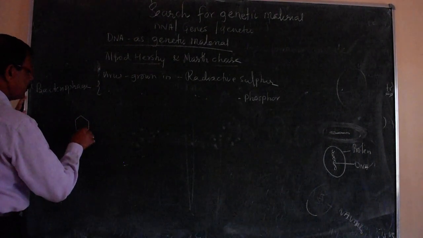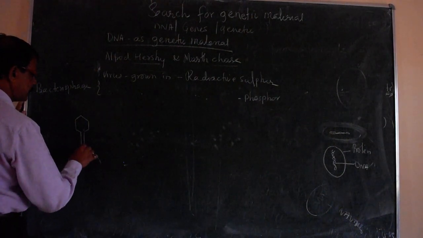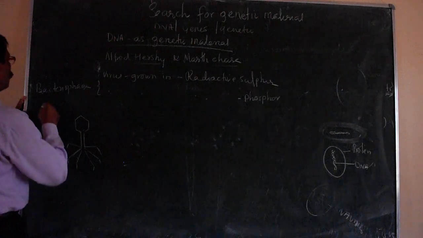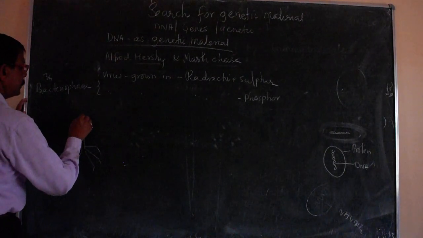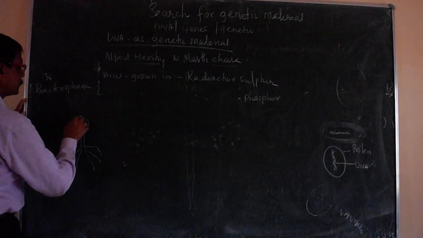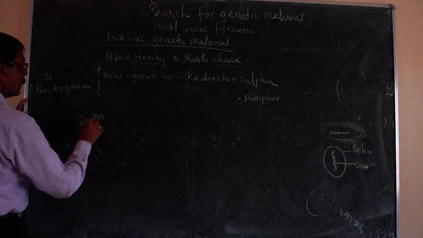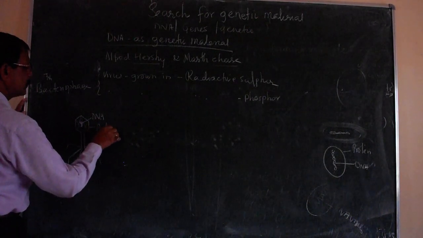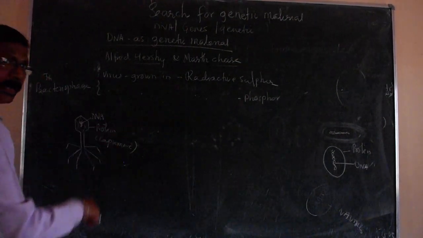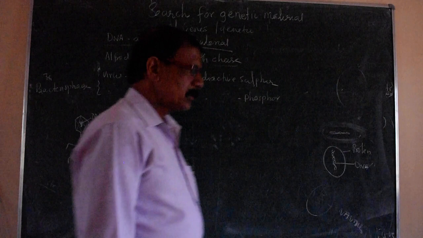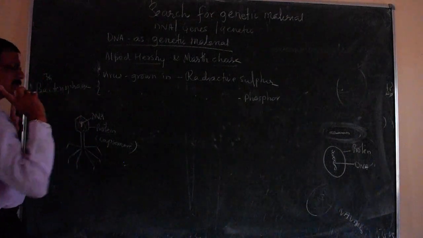Already you studied it in the previous class, like this. This is T4 bacteriophage. Here is the DNA, and the external coat is called the protein, the capsomere. What I have drawn is the same DNA and protein. Inside the protein coat, double stranded DNA is present.